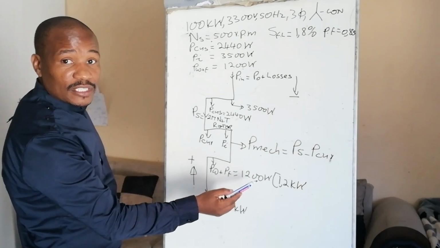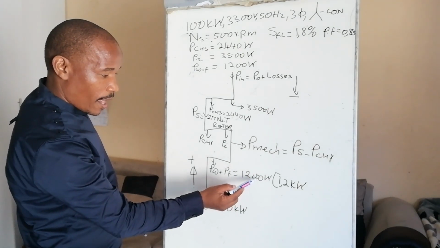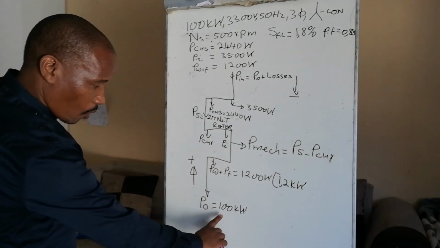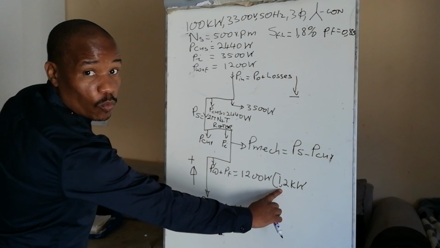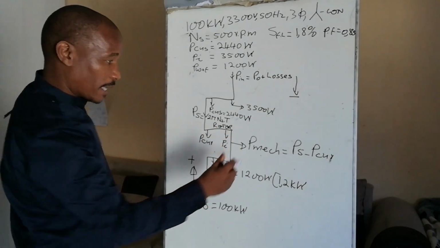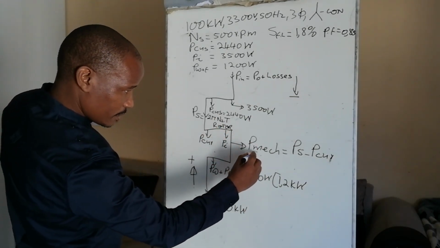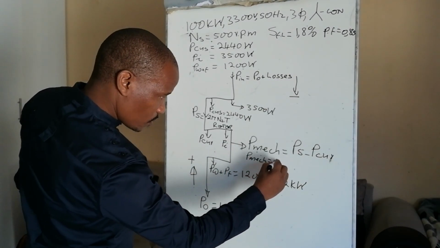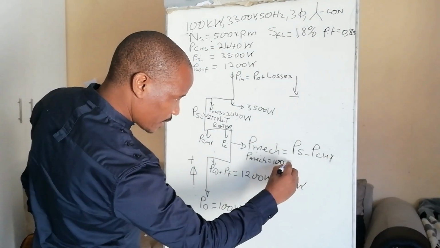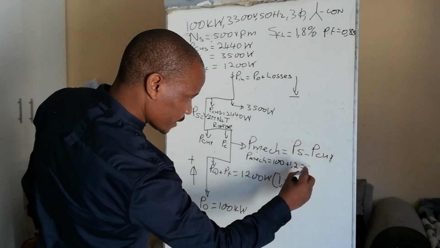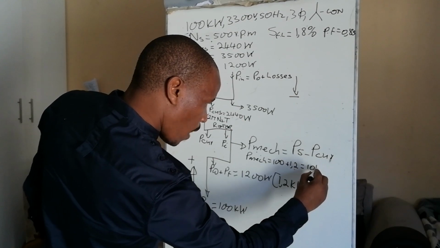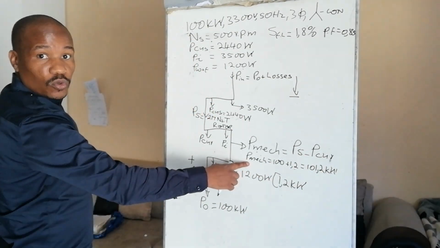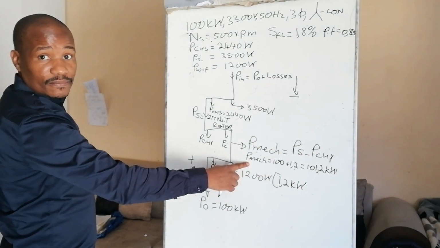You divide by 1,000. It means 1.2 kilowatts. Now, 100 kilowatts plus 1.2 kilowatts is equal to what? Pmax is equal to 100 kilowatts plus 1.2 kilowatts, and it's equal to 101.2 kilowatts. You got the mechanical power there.